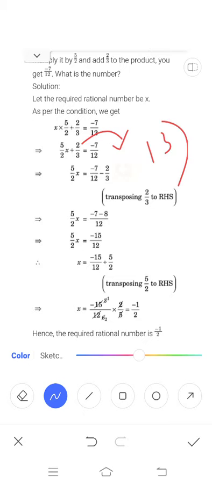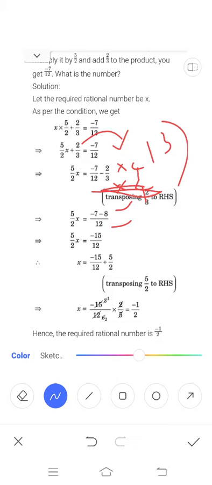So minus 7 by 12 minus 2 by 3. Here there is no denominator as 12, so we have to multiply by 4 with the numerator and denominator. 2 4s are 8, so minus 8 divided by 3 4s are 12. If the denominators are same, we can combine the numerators. So minus 7 minus 8 divided by 12.